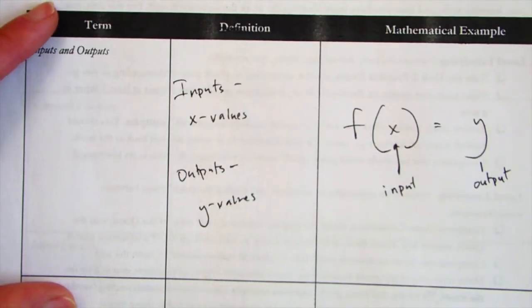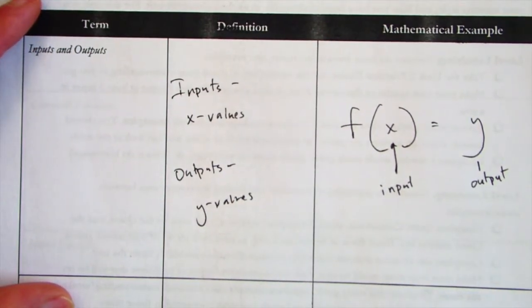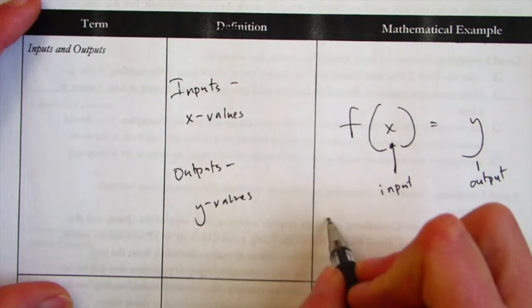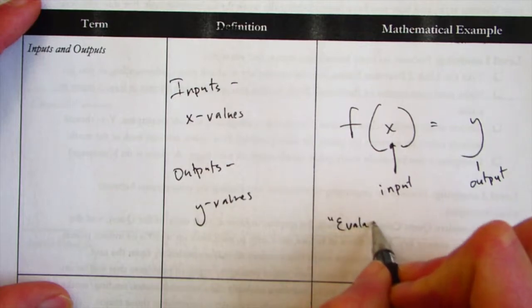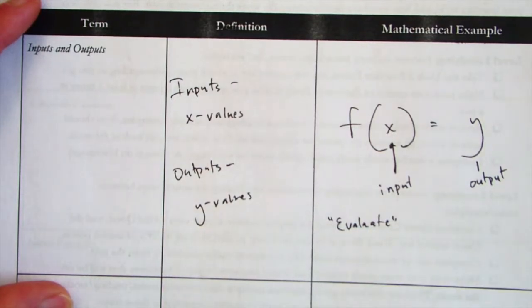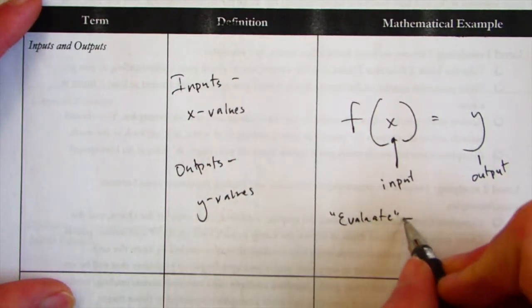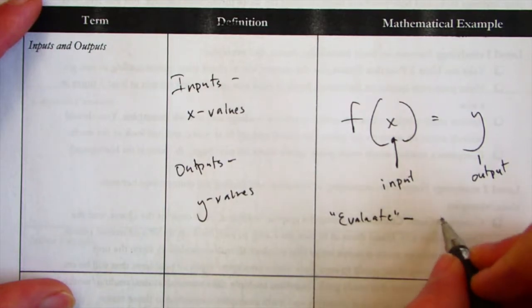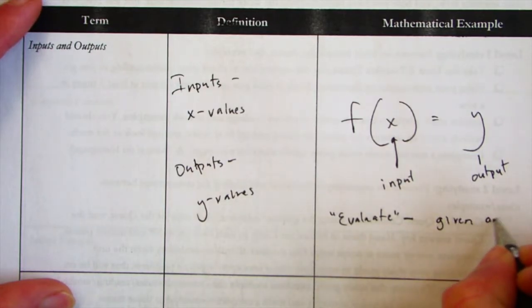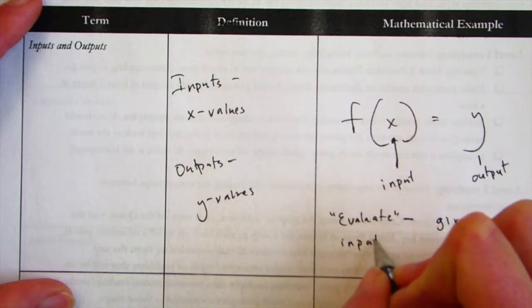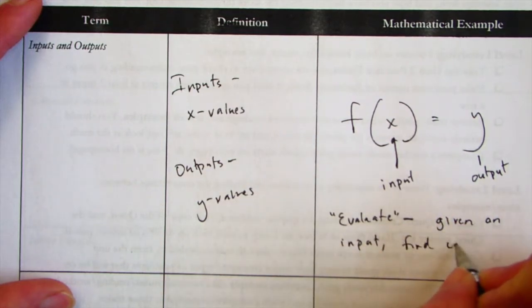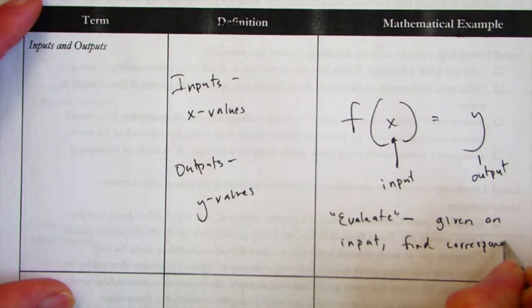Okay. When we're told to evaluate a function, it always has to do with inputs and outputs. That might be a good thing to note here. So a lot of questions on your test will tell you to evaluate. What that means, if you remember, is given an input, find the corresponding output.